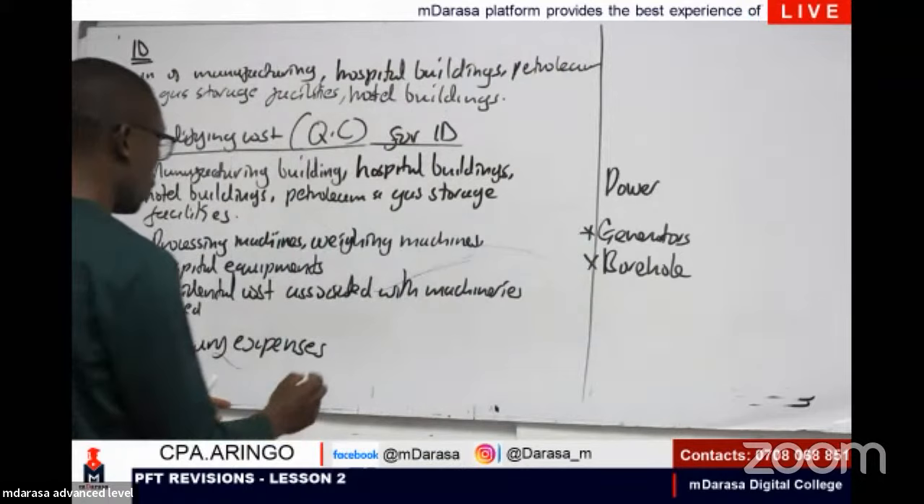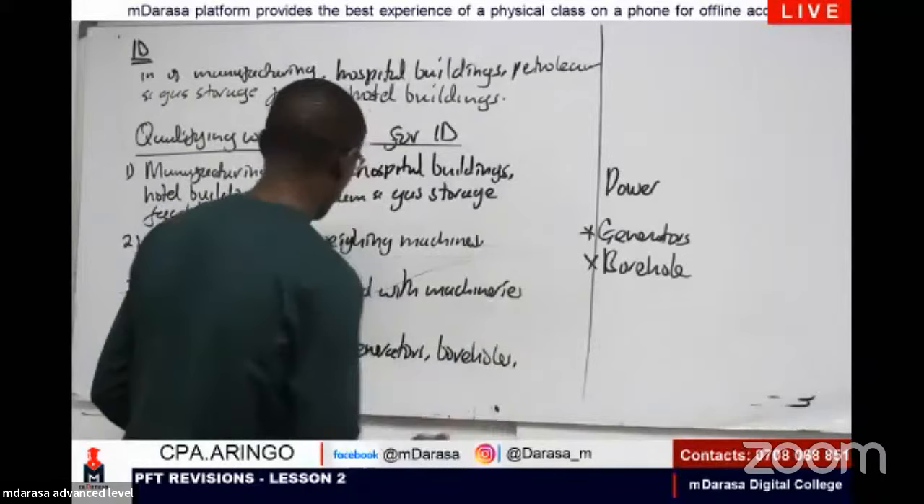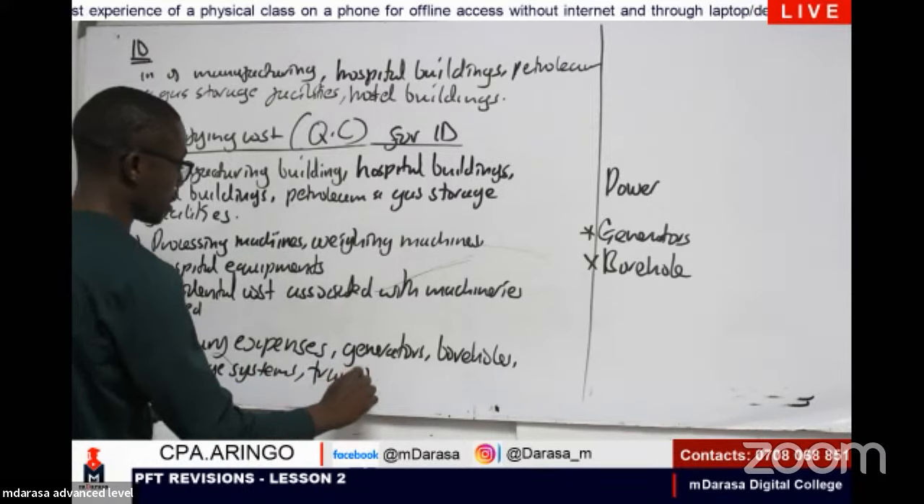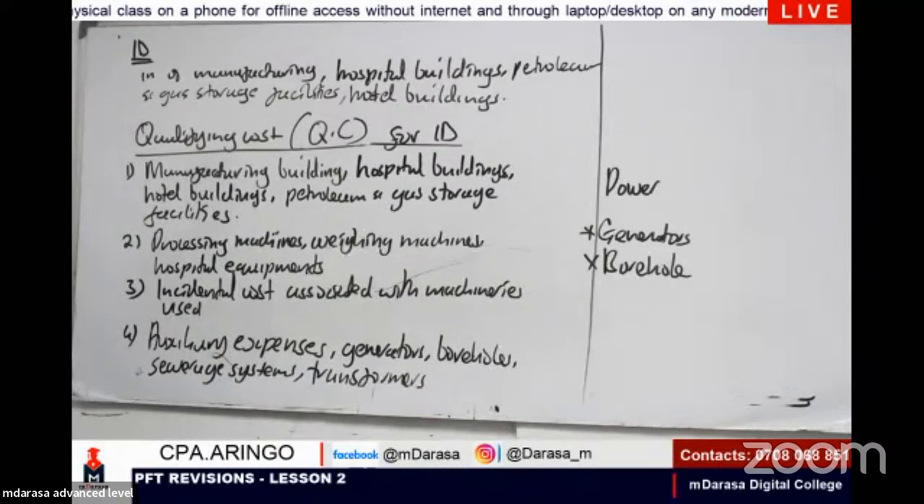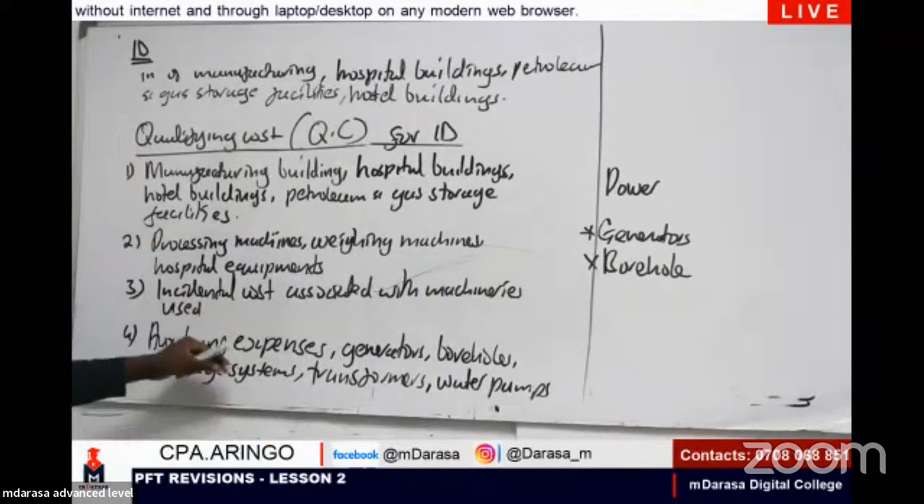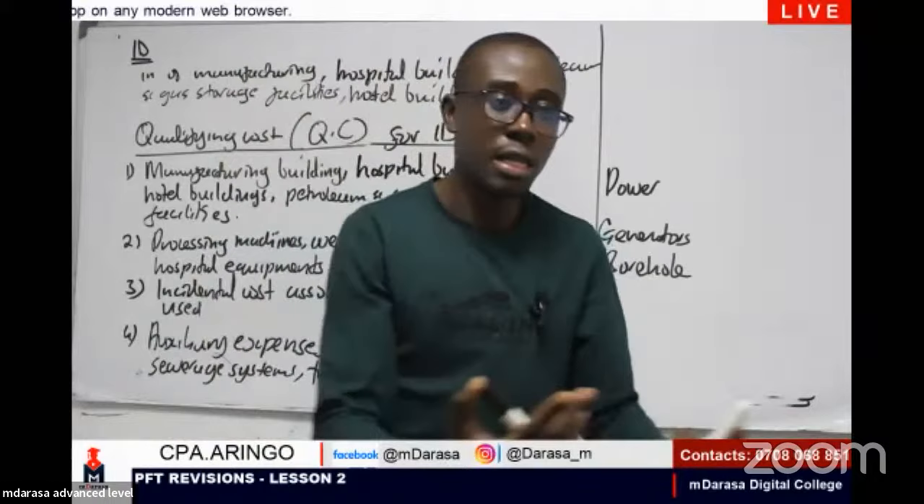Here we'll be talking of such as generators, boreholes, sewage systems, transformers, and a water pump. All these are items that we're referring to as auxiliary expenses. I was having this, but in the way that I don't have this, therefore I'm going to use this other item. That is basically number four.